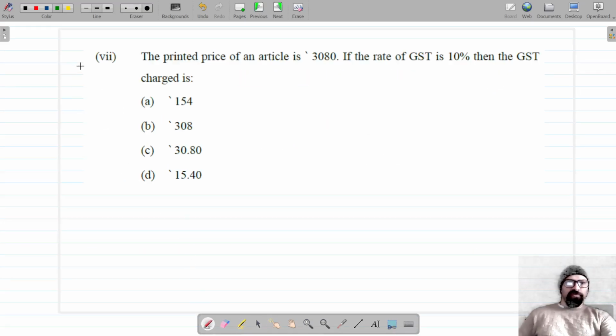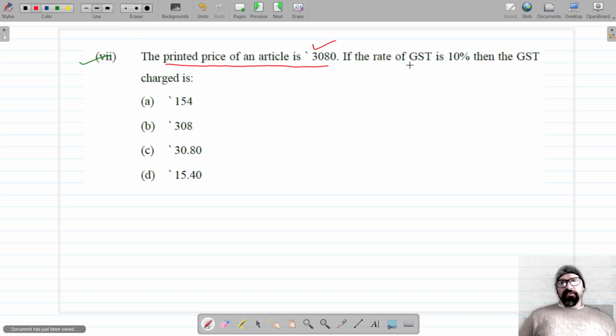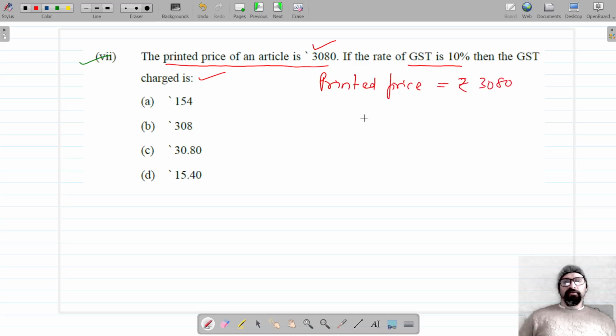Okay, for question number 7, it's given that the printed price of an article is rupees 3080 and GST percent is 10%, then what is the GST charge? So our printed price is rupees 3080. Now this is the GST percent, which is 10%. So this is 10% of the printed price. So let's find the GST amount.